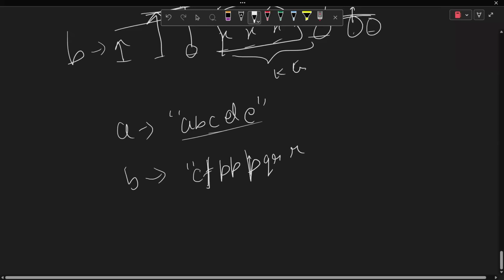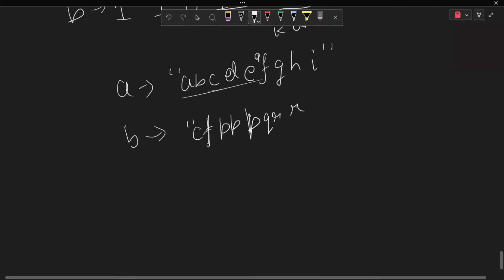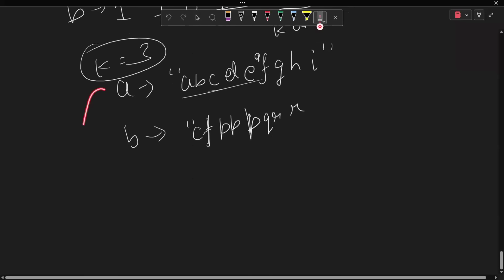Let's say you have this, 1, 2, 3, 4, 5, 6, 7, 8, E, F, G, H, I. Let's say you have this as an input case, and you have k equal to 3. So first you would check whether A and B are equal. They are not equal, so move ahead.